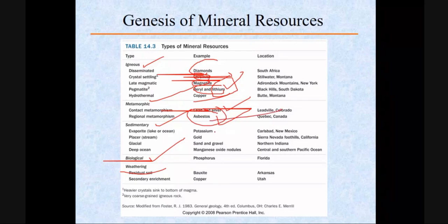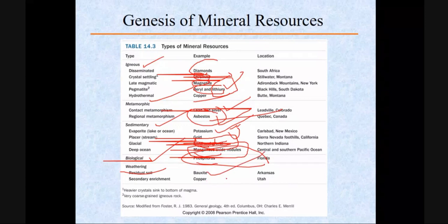You need minerals like potassium. You need gold for ornaments, uranium, which is strategic. Sand and gravel are very important for construction purposes. Manganese is very important for steel industries. Phosphorus is very important for fertilizers. Bauxite, aluminum, copper, all these things are important. They occur in different countries like South Africa, Australia, Canada, America. In India, we produce a lot of minerals.